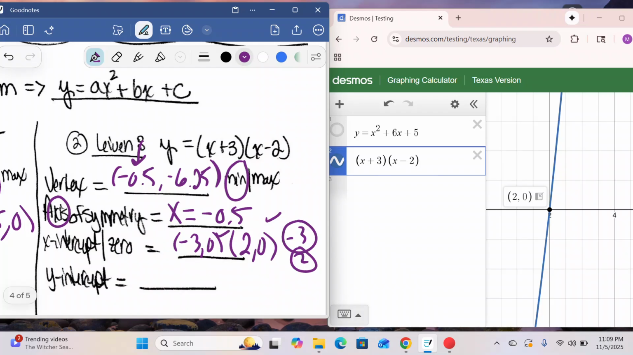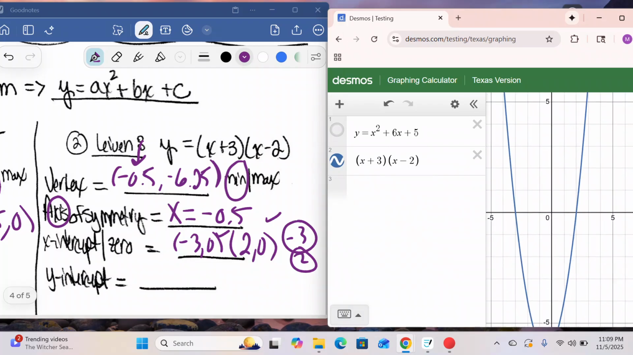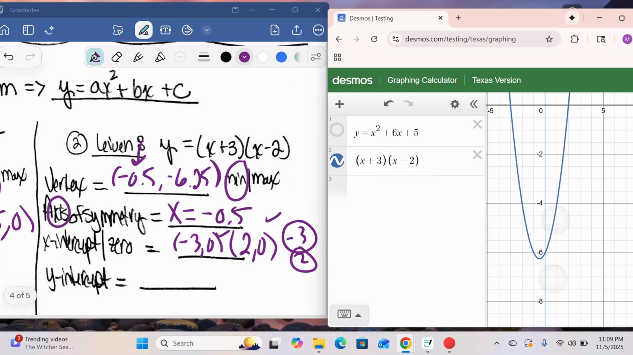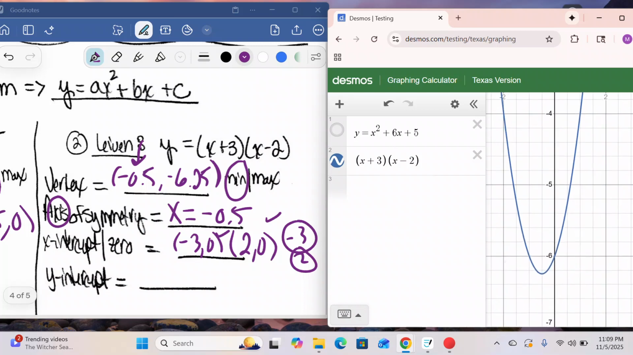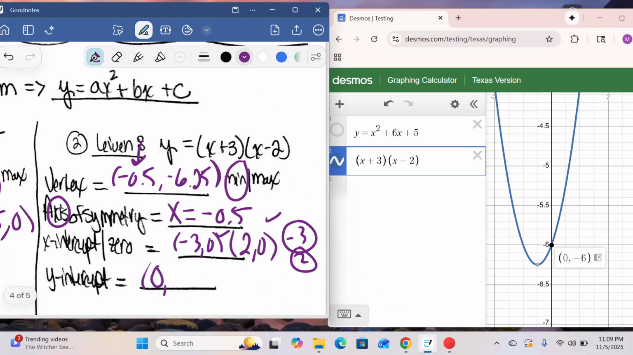Last is my y-intercept. I'm going to find out where it crosses my y-axis. Where does this line cross my y-axis? And always it will stick right here. If I can't see it, I can enlarge it. I can shrink it. I can make it bigger. There it is. And then I'm going to click on it. I can click a couple of times. My y-intercept is 0, negative 6. So there it is again.